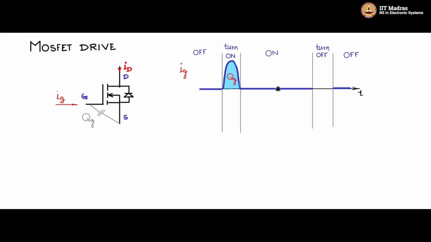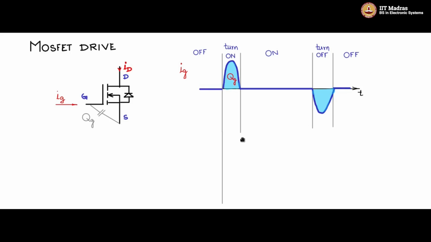The voltage across the MOSFET will be 0. And there is no charge and no current needed to maintain the MOSFET in the on state. So once turned on, it will remain on. That is why we say it is a high input impedance device, till you want to turn it off. When you want to turn it off, all you have to do is remove the charge that you have given to it while turning on. So whatever charge you have given, remove that charge and you would have switched off the MOSFET. So this is how the requirement for the gate current will look like.